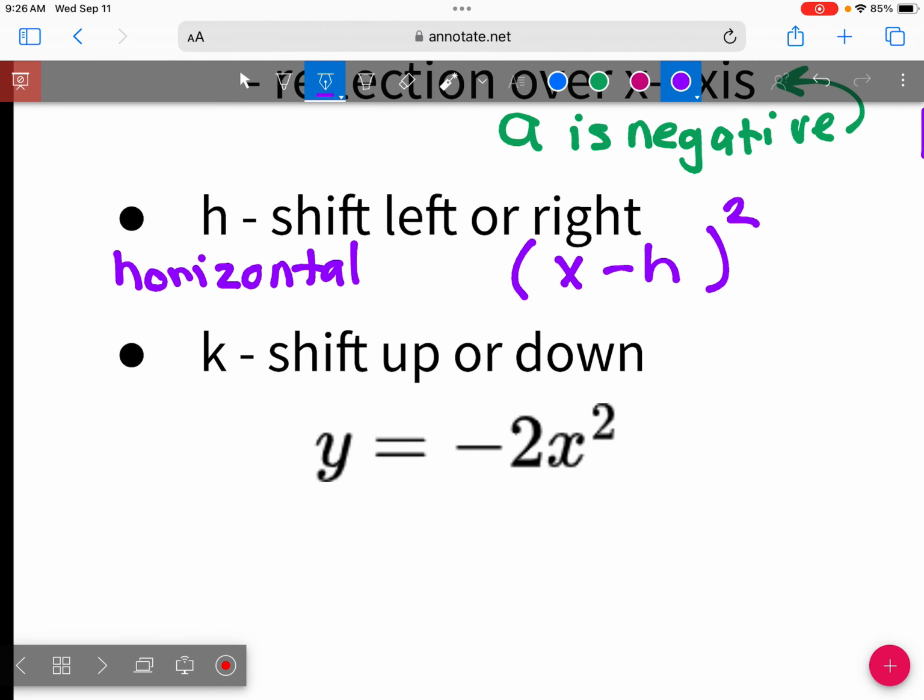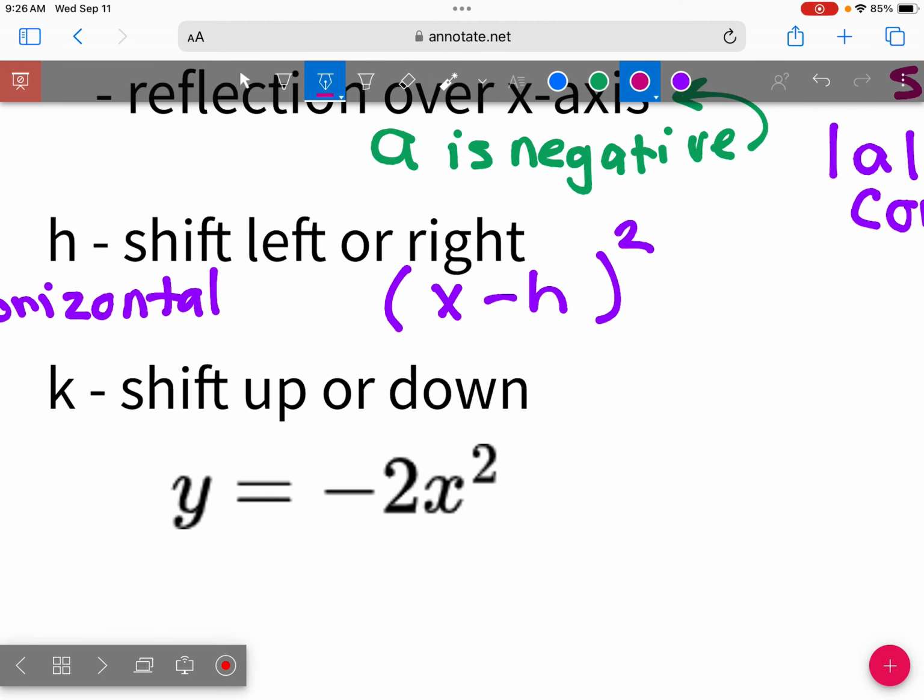K, that one was in our formulas. K is added on the end. K is our kangaroo or a kite. It just goes up and down. It's added on the end. It just goes up and down. And that's right there. K is a shift up or down.